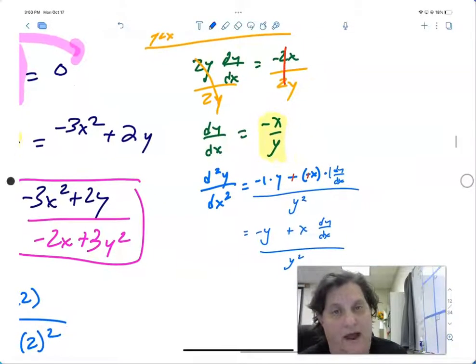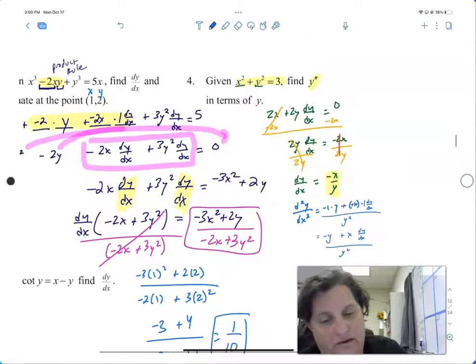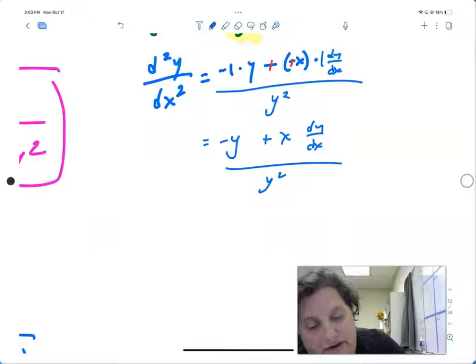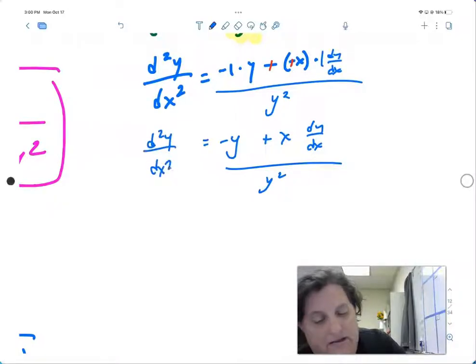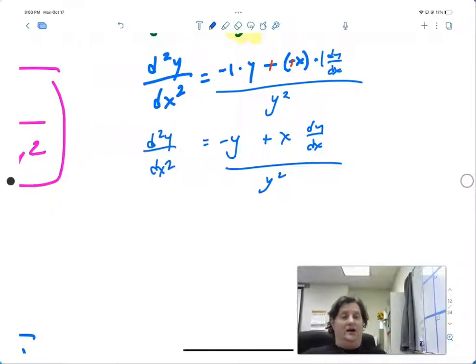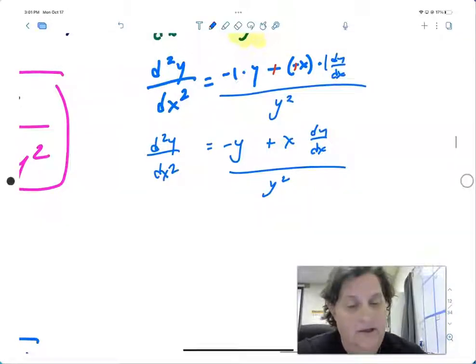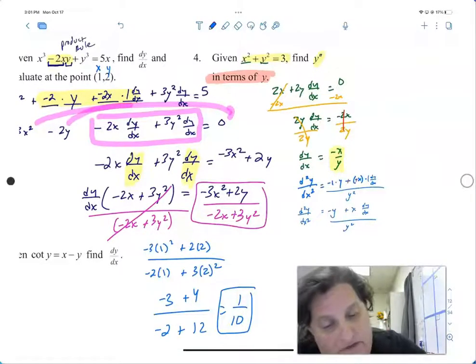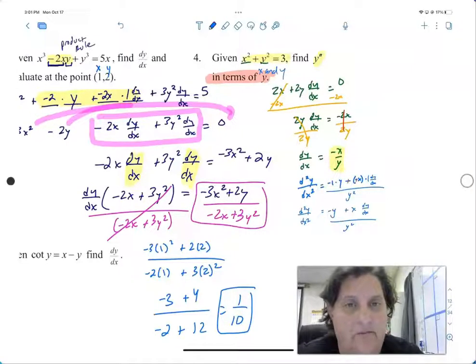Now that answer is correct. But typically, what it'll tell you, and it does right here, is in terms of y. All right, cool. I should have written this down: d2y/dx2, second derivative in terms of y. No, it's in terms of dy/dx. It actually should have said in terms of x and y. In terms of my variables x and y, all right?